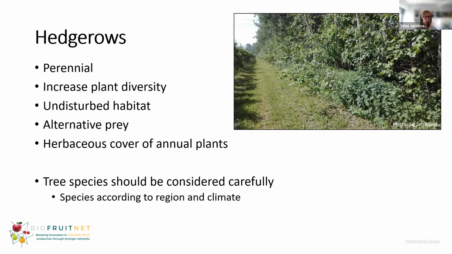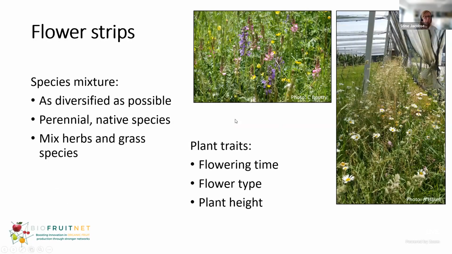All right, you can change, Niklas. Flower strips is another option of implementing more biodiversity in the orchard. So there are different considerations in terms of these flower strips, but for example, the mixture of the flower strip should be as diversified as possible, preferably perennial, native species, and preferably a mix between herbs and grass species to again provide this more structural habitat.